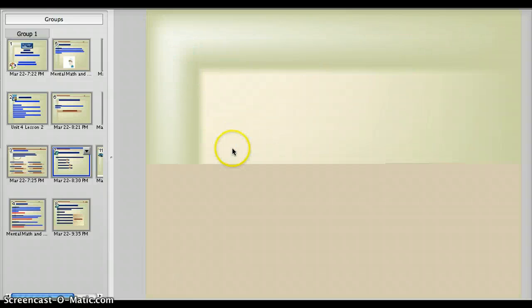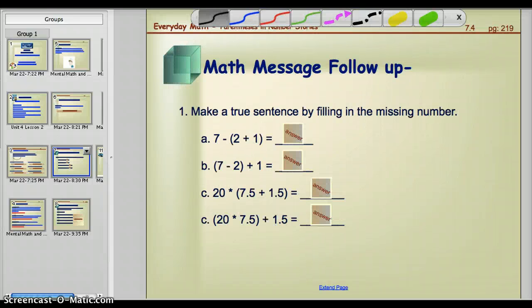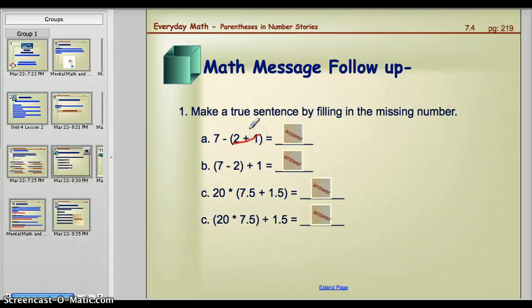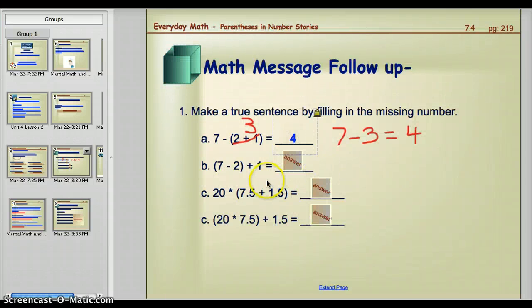If we had 7 minus in parentheses 2 plus 1, I would show them that. Let's see. We're going to solve this first. We know 2 plus 1 is 3. Then my next part of the equation would be 7 minus 3. And my answer would equal 4. Let's switch back to my arrow here. Click it. And that's correct. So we'll try another one.